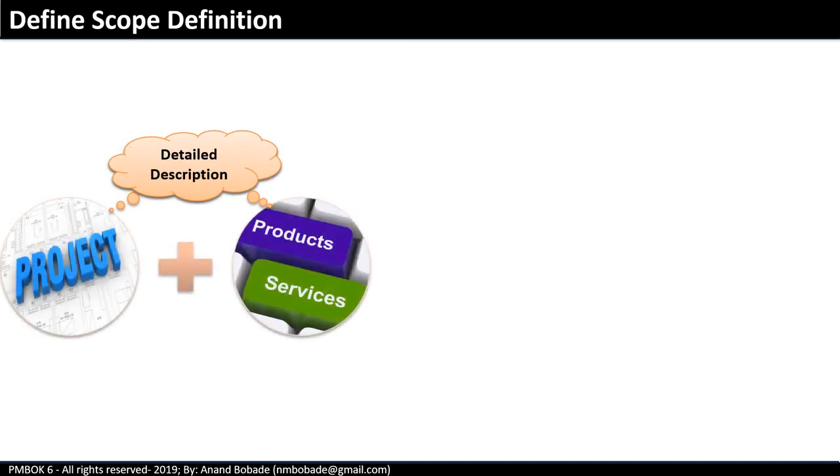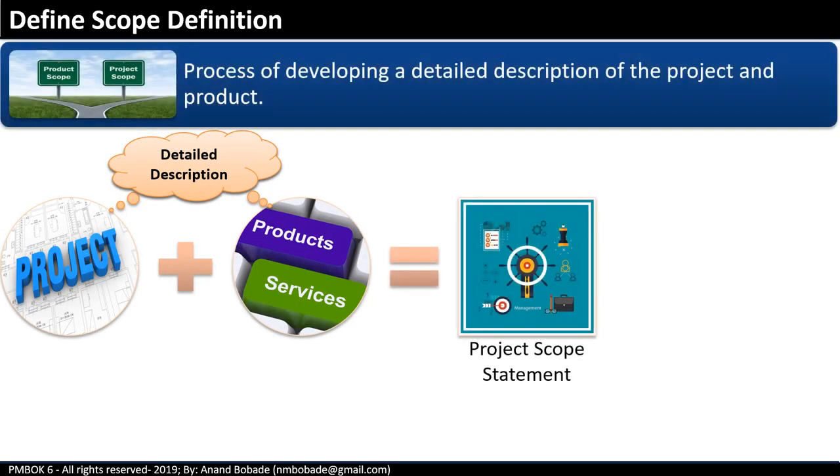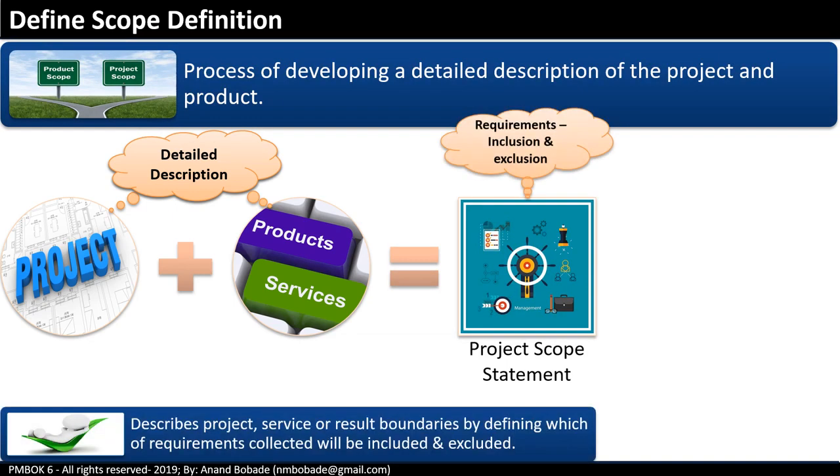Take a look at the definition of define scope process. Define scope process is the process of developing a detailed description of the project and product, which results in the form of a project scope statement. It describes project, service or result boundaries by defining which of the requirements collected will be included and excluded.